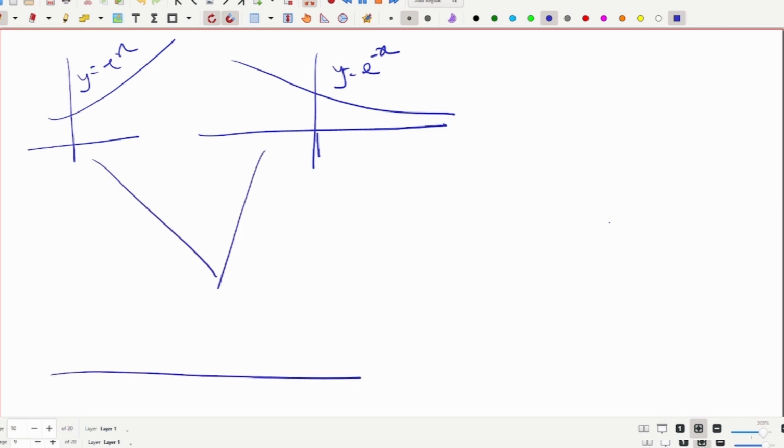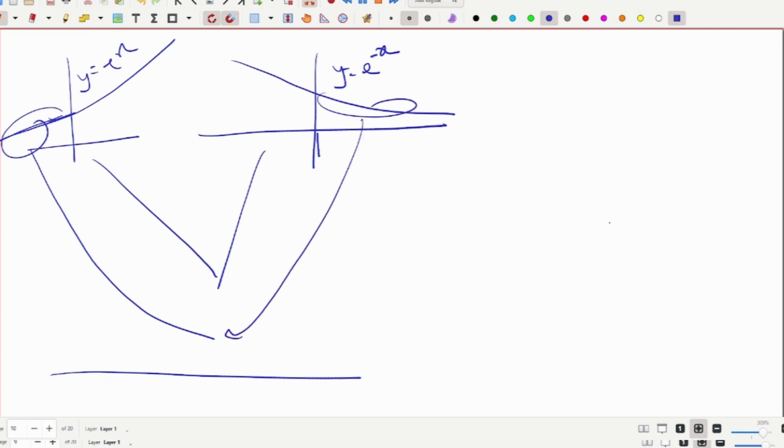taking this portion from here and this portion from here, which becomes the graph of y is equal to e to the power minus modulus x.